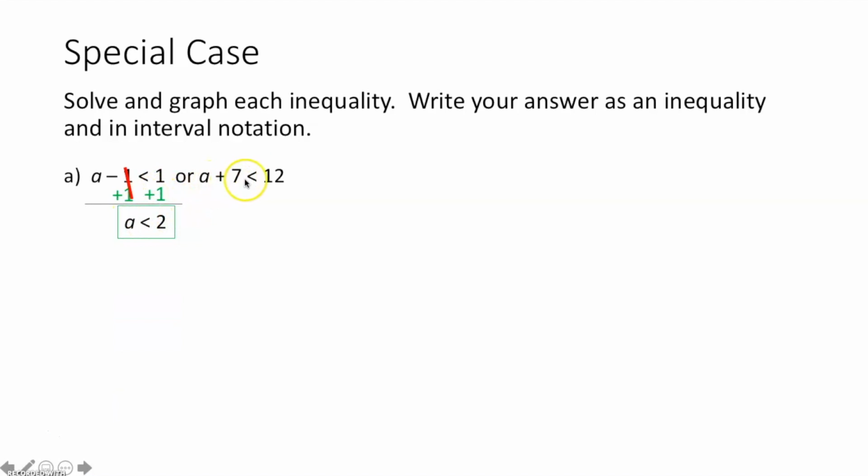Over here, a plus 7 is less than 12. So I'm going to simplify, move, solve. Can I simplify? No. Next step, move variable left. Done. Constants need to go to the right. So this plus 7 has to go to the right.